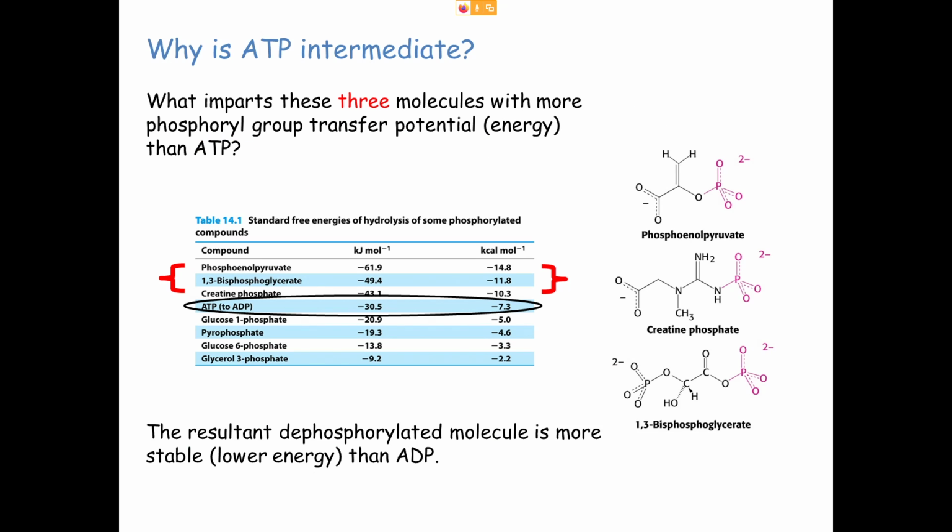So the three above it, I've drawn their structures on the right here. Can anyone tell me what these three structures have in common? And before you give me the obvious answer, which I know you're right, yes, they all have a phosphate. I agree. That's not the question. Based on their structures, what makes them so high energy or unstable? What do you think? Think back to organic. Why are these three so unstable?